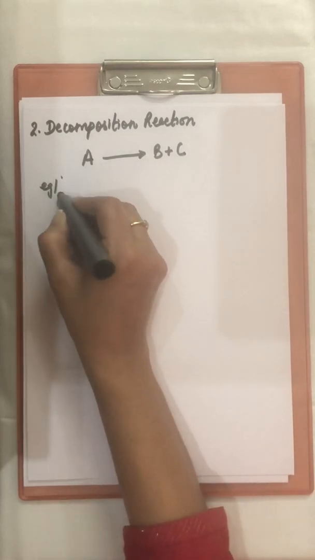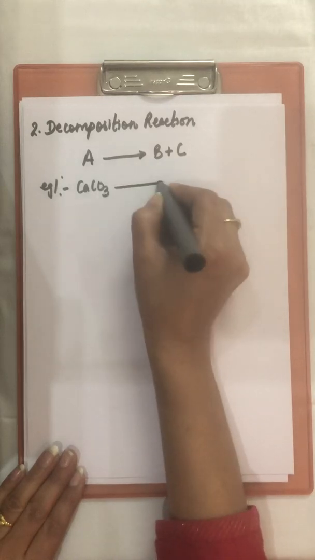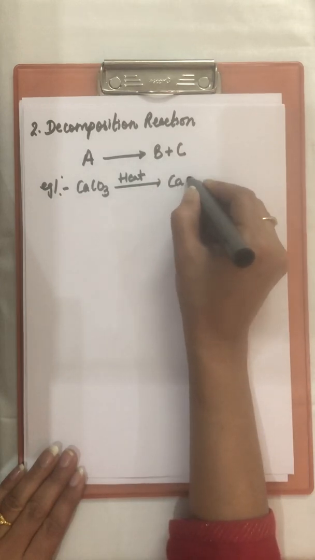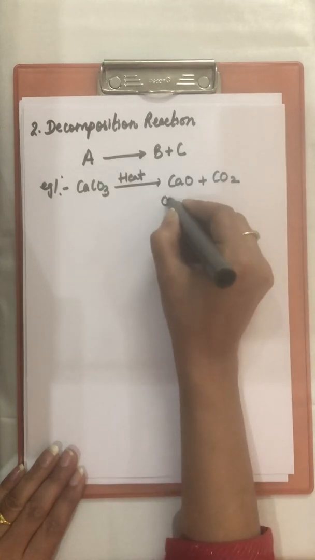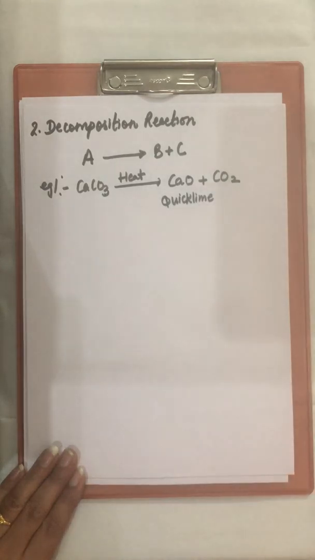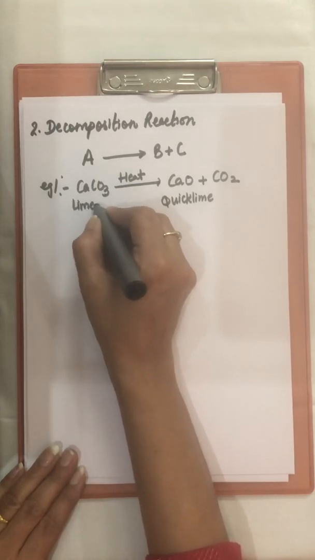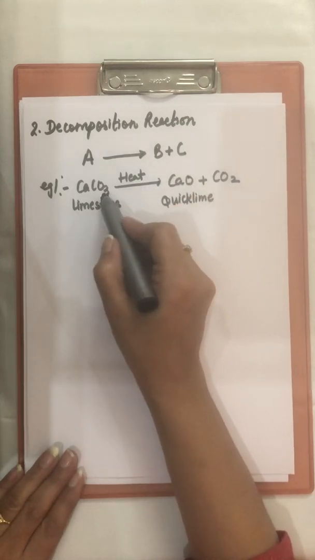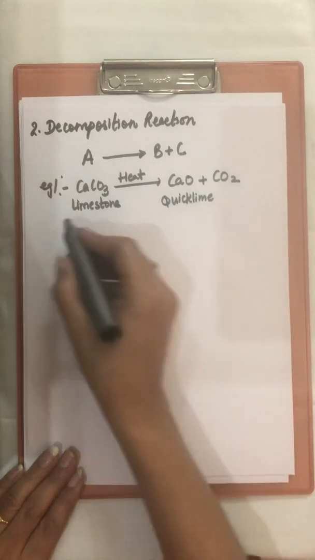Example: calcium carbonate, limestone. When we heat it, it will decompose to form calcium oxide and carbon dioxide. Calcium oxide is commonly known as quicklime and calcium carbonate is commonly known as limestone. So on heating, calcium carbonate decomposes to form calcium oxide and carbon dioxide.